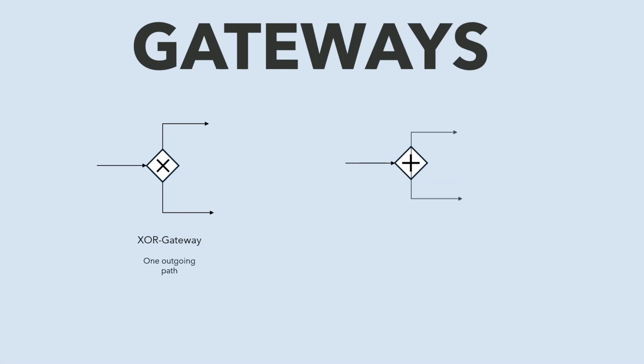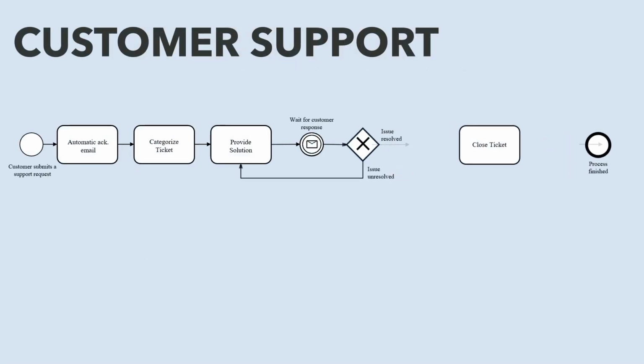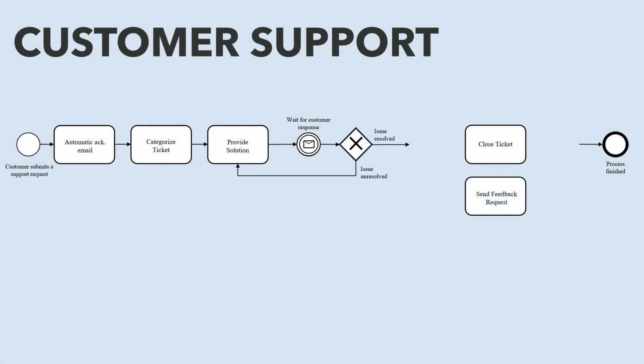Other gateways exist as well, such as the AND gate, signaling that all outgoing paths are taken. Let's say that when the ticket is resolved, we want the feedback request to be sent, at the same time while the ticket is closed. To depict this, we might use an AND gate.